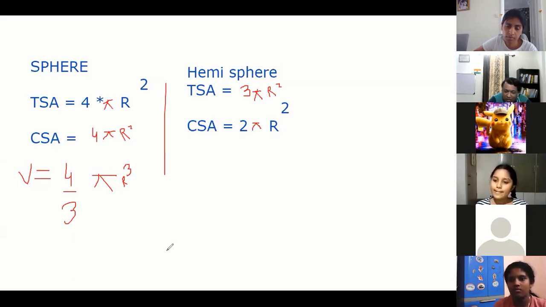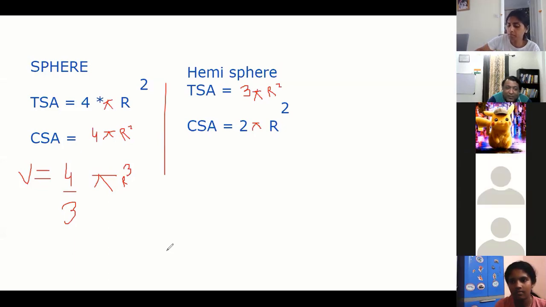What was the volume of cone? 1 by 3 pi r square h, correct? R and h are same, so r square h becomes r cube, correct? If r and h are same, r square into r becomes r cube. So the volume of sphere is 4 times the volume of cone. That's why it becomes 4 by 3 pi r cube.